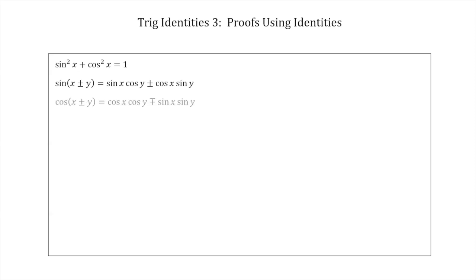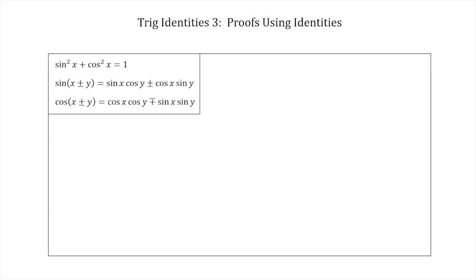And then also we had cos of x plus or minus y is equal to cos x cos y minus or plus sine x sine y. So if you have a plus on the left hand side, you have a minus on the right hand side, and vice versa. That's why we have the minus and plus in the opposite order on the right hand side to what we have on the left hand side.